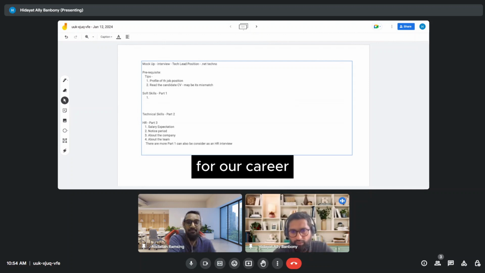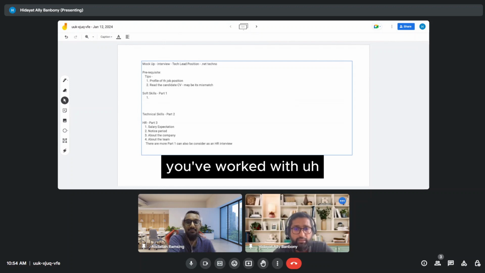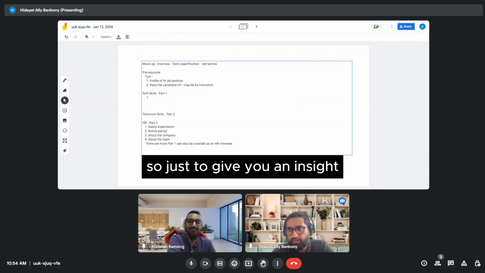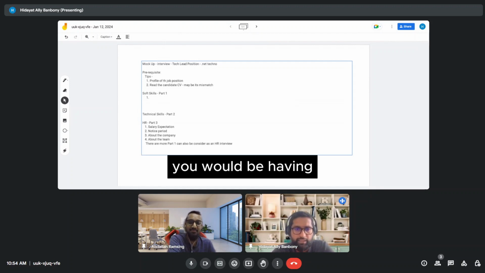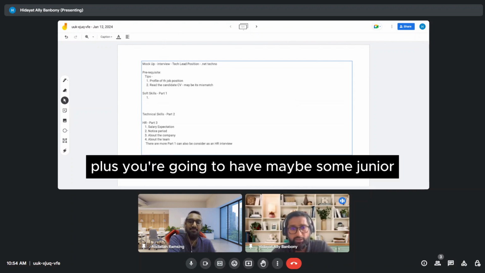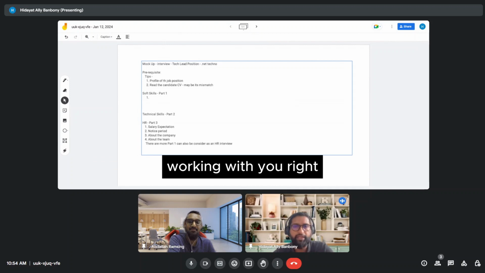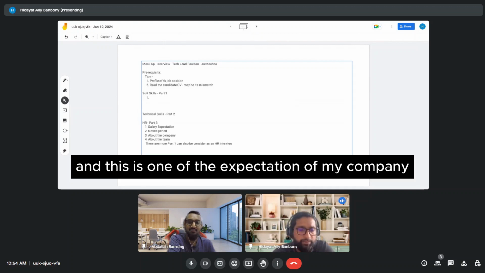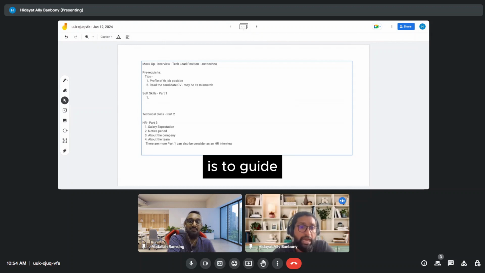I presume throughout your career, you've worked with team members, right? Yes. And the position you're looking for is a tech lead. So just to give you an insight, you would be having senior developers with you, definitely an architect as well, plus maybe some juniors working with you. One of your key responsibilities as a tech lead, and this is one of the expectations of my company, is to guide those junior developers, right?